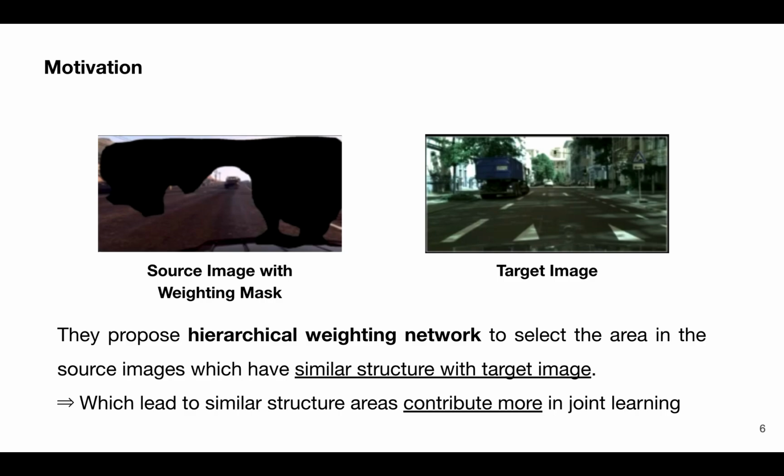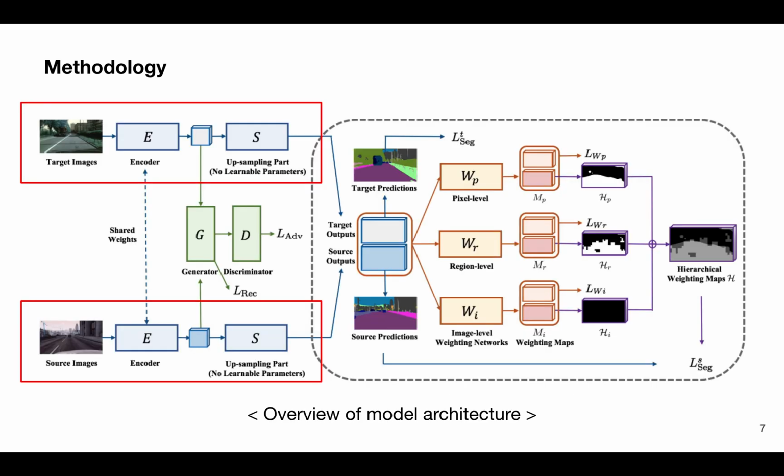To solve this problem, they propose a hierarchical weighting network to select the areas in the source images which have similar structure to the target image, which lets similar structure areas contribute more in joint learning. I'm going to tell more details about how they designed the model.